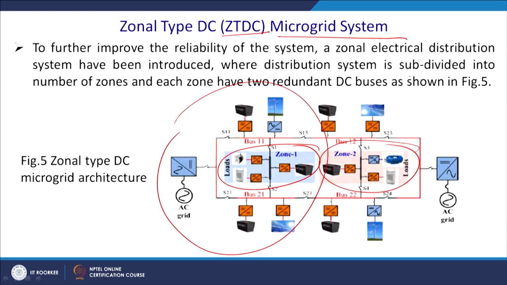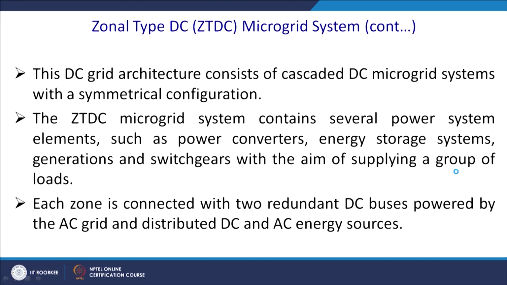So, what we can say is that to further improve the reliability of the system, the zonal electrical distribution system has been introduced, where the distribution system is subdivided into a number of zones. Each zone has 2 redundant DC buses as shown in the figure. So, this bus and this bus. If a fault has occurred somewhere, of course, you can supply through this redundancy, and you can also have the 2 entry points of your AC system. So, this is called the zonal type DC microgrid system.